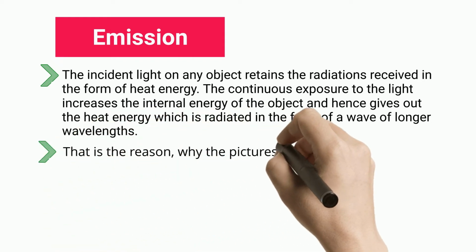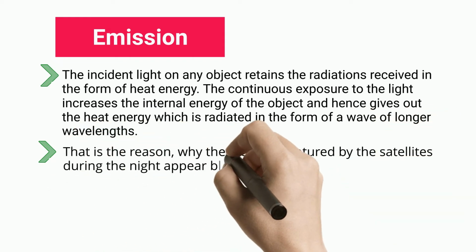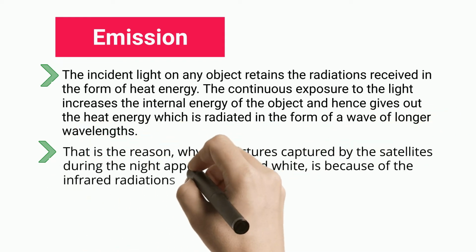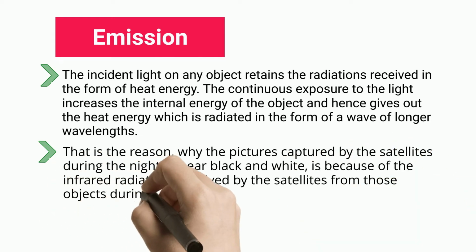That is the reason why the pictures captured by the satellites during the night appear black and white: it is because of the infrared radiations received by the satellites from those objects during the night.